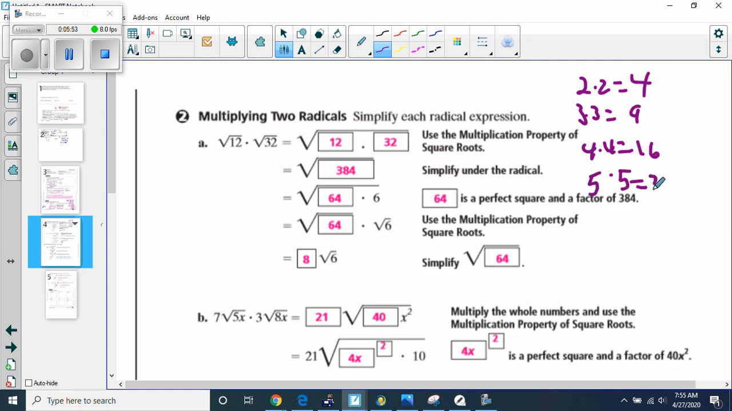Does 25 go into it? You have to basically use your calculator. 6 times 6 is 36. Does 36 go into it? 7 times 7 is 49. Does that go into it? And in this case, 8 times 8, which is 64, does go into it.